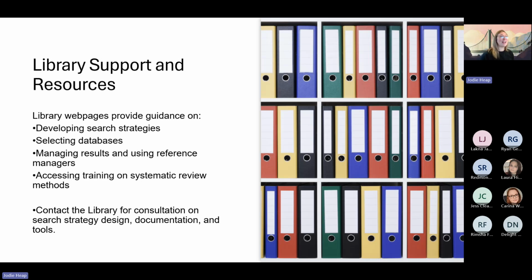There is support available to you. You are not alone in this process, not at all. There's a lot of support available to you for developing your search strategy, selecting the databases, managing your results and referencing using the citation managers. And of course, we have sessions like this to introduce you to the concept of systematic reviews. So do get in touch with the library for more support.